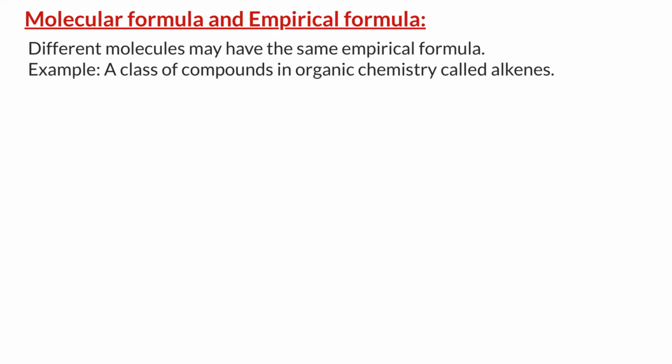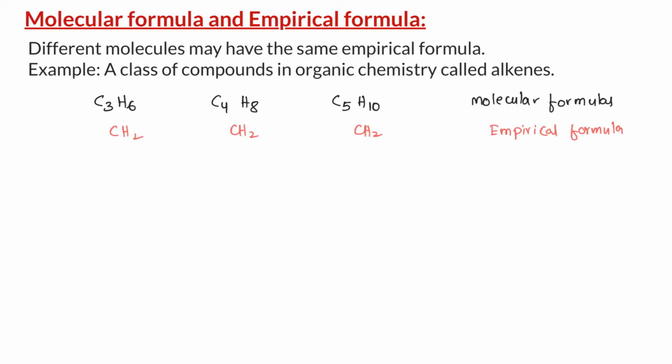Different molecules may have the same empirical formula. An example is a class of compounds in organic chemistry called alkenes. Alkenes have the same empirical formula but different molecular formulas. Example: C3H6, C4H8, C5H10. All of them have an empirical formula of CH2.